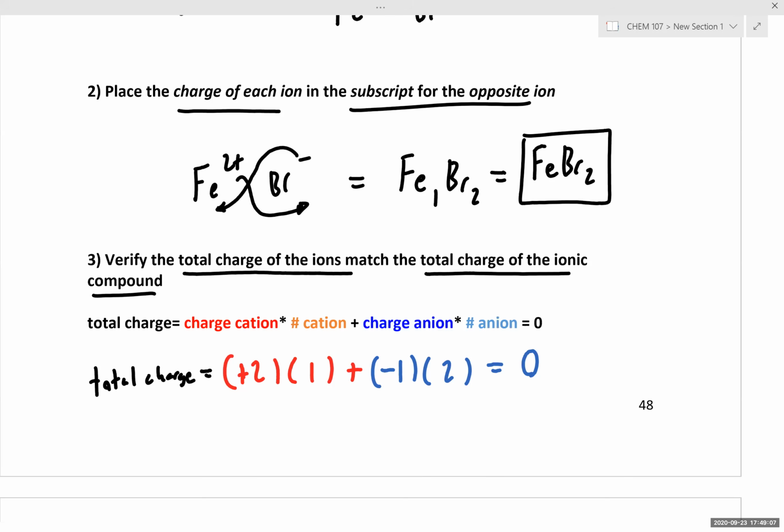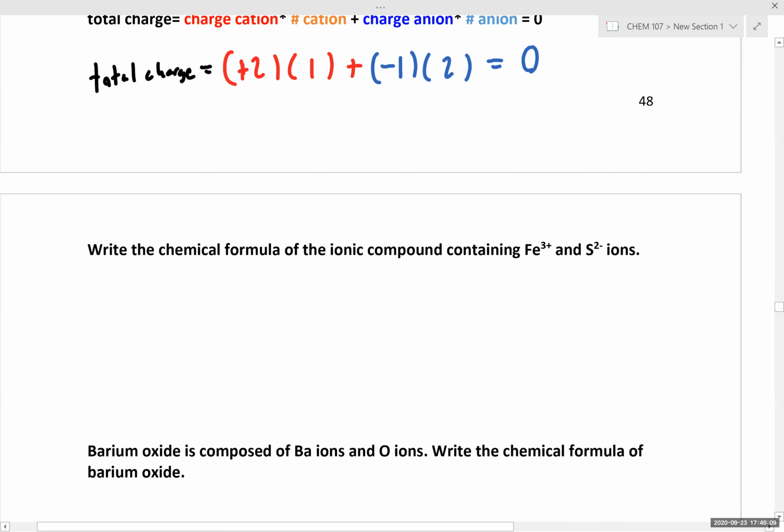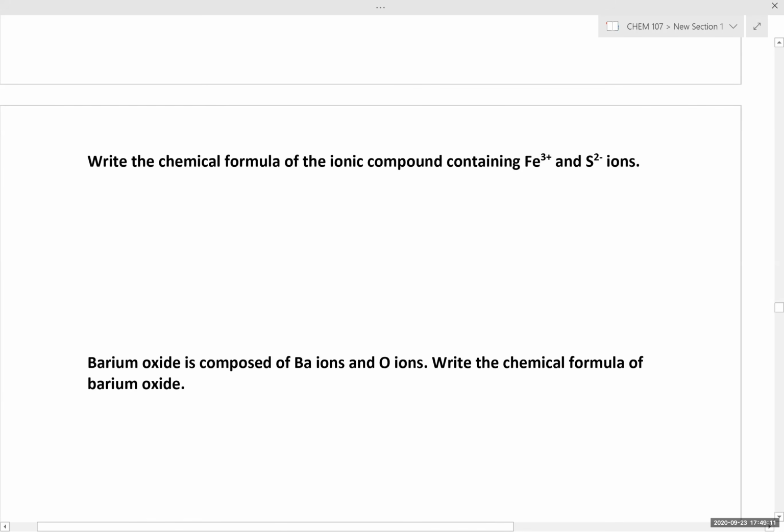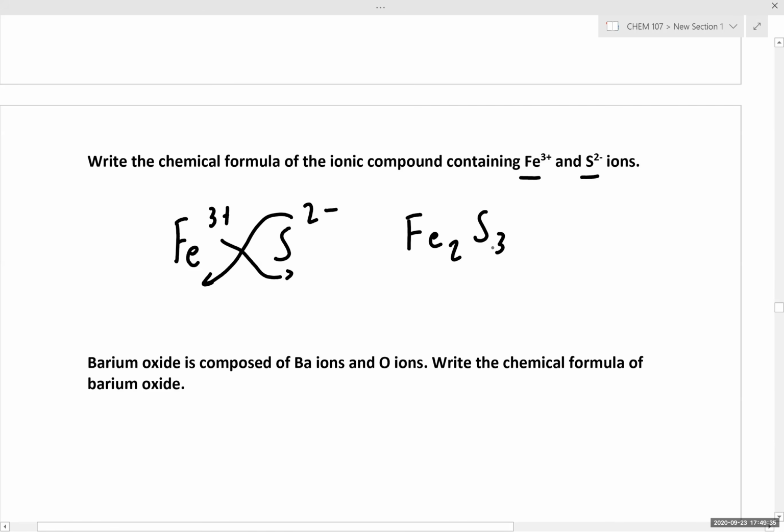So let's keep going now, and let's do another representative example where we're asked to write the formula of a compound containing iron 3+ and sulfur 2- ions. So we have Fe3+ and S2-. So we write out each of our charges, and then we cross our charges. That in turn gives us the formula of Fe2S3.